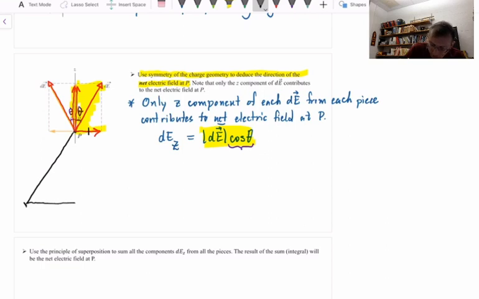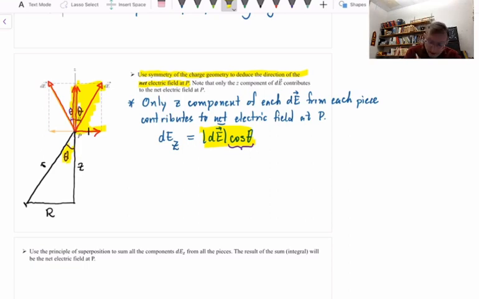That perpendicular distance there is big R. And then that distance right up along there to point P is what we're calling Z. That's little r. And this angle right here is theta. Okay? Because this is the same theta here as up there from geometry. Okay?